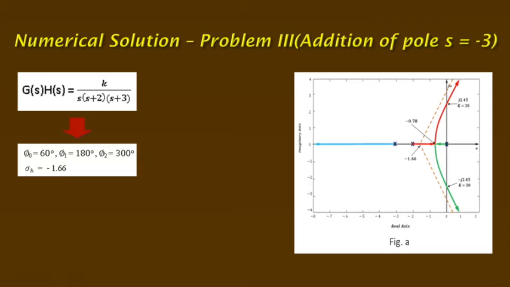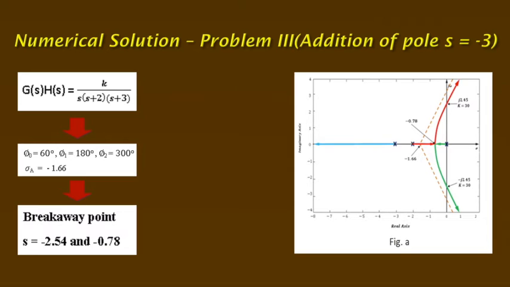From this point, the first asymptote angle is 60 degrees, this angle. Then draw this asymptote. Then another asymptote has an angle of 180 degrees. That means this one. So another asymptote passes along the real axis. And the third asymptote angle is 300. So from this side, this angle is 300. So draw the third asymptote.